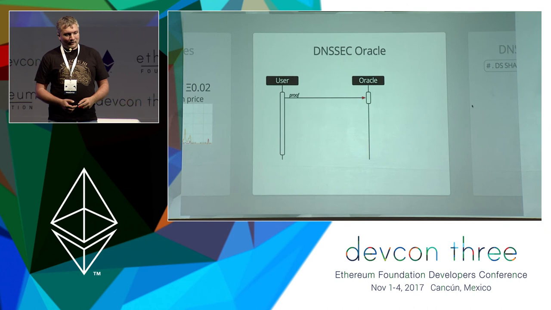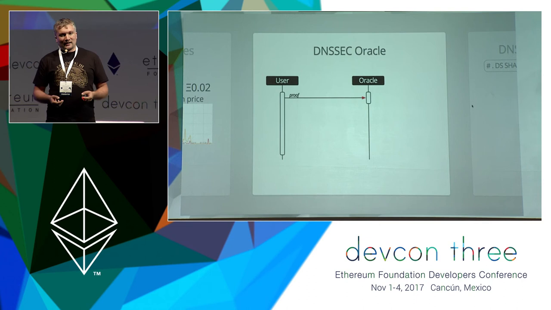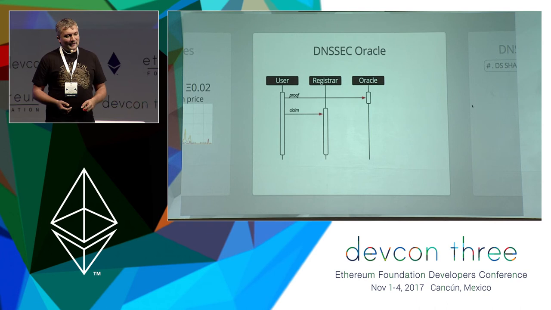So this is how the overall system works. Given that chain of trust established previously, users can submit proofs to a DNSSEC oracle on the chain. And the proof is exactly what we saw earlier. For any records that it doesn't know about, it contains the record and it contains a signature verifying its accuracy. Once they've done that, the user can call the registrar, the new DNSSEC registrar, which has a claim function.